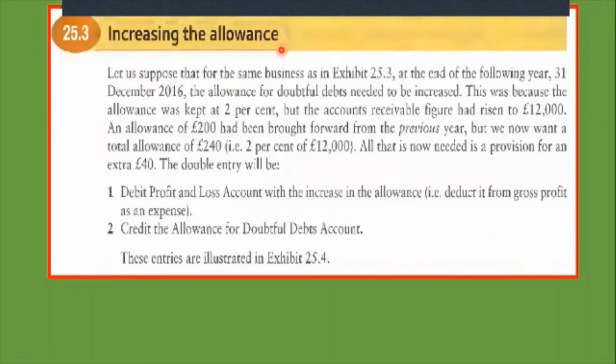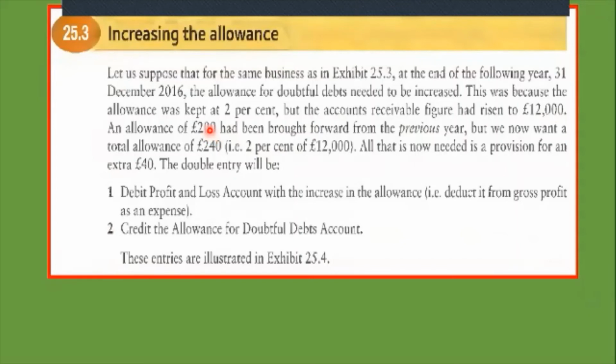Increasing the allowance. When we say change, you mean it's either going to increase or decrease. Okay, if it stays the same, then it hasn't changed, right? We have an example here. Let us suppose that for the same business, at the end of the following year, 31st December 2016, the allowance for doubtful debts needed to be increased. Why? Because the account receivable figure increased to 12,000. Okay, so 2% of 12,000 now is more than the 200 that is set aside, right?